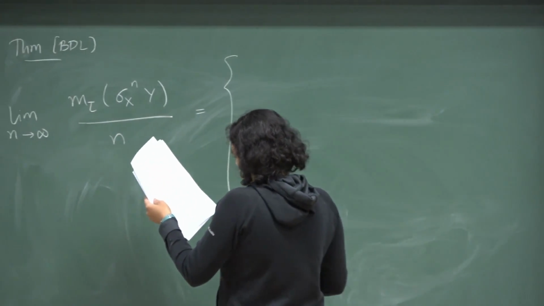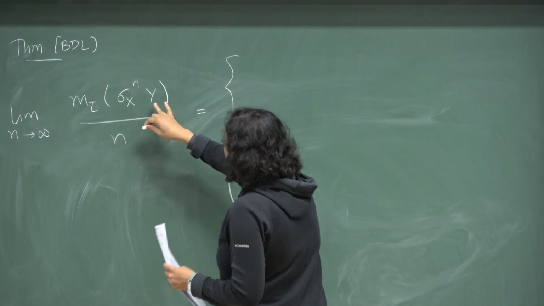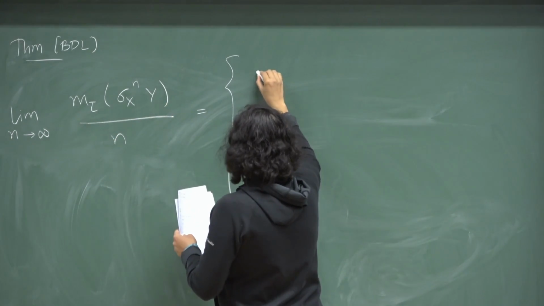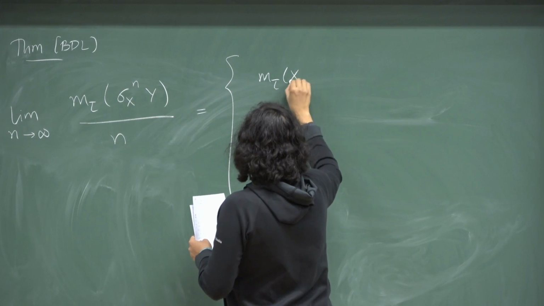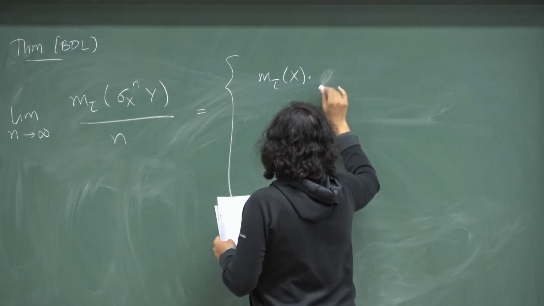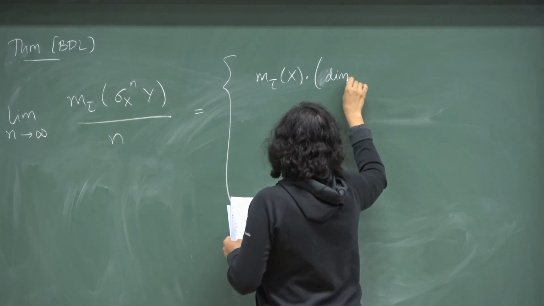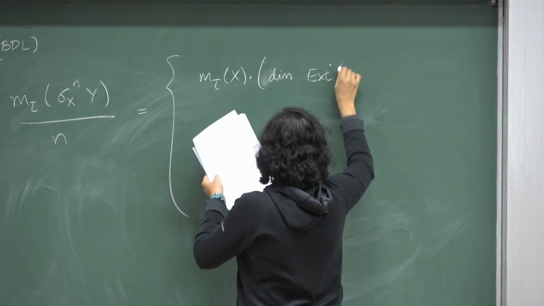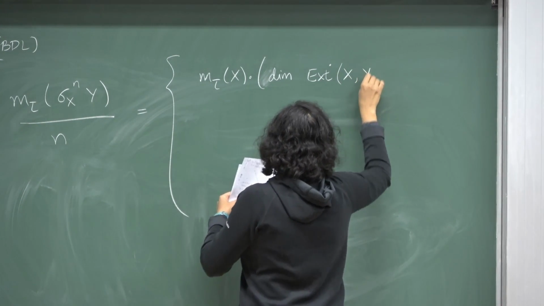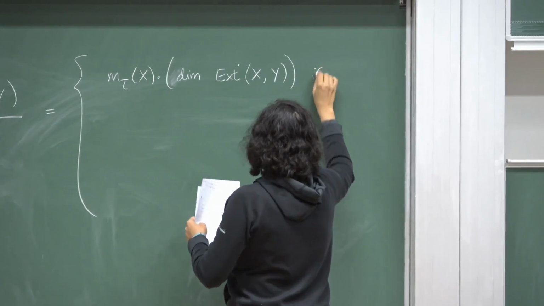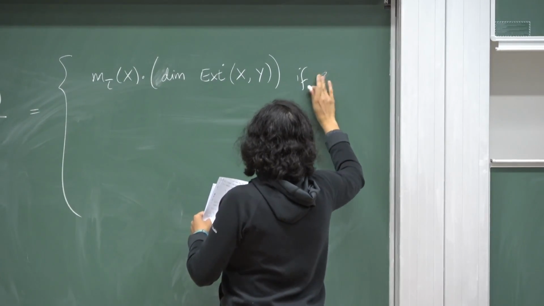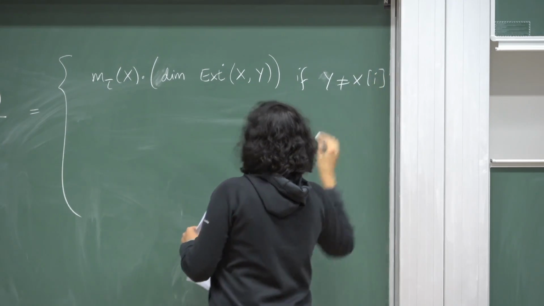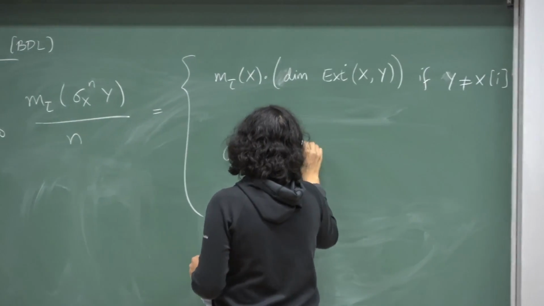And it stabilizes to one of 2 things. If y is not x or any shift of x, then you get the mass of x times the dimension of the total Hom space from x to y, if y is not a shift of x. And otherwise you get 0.